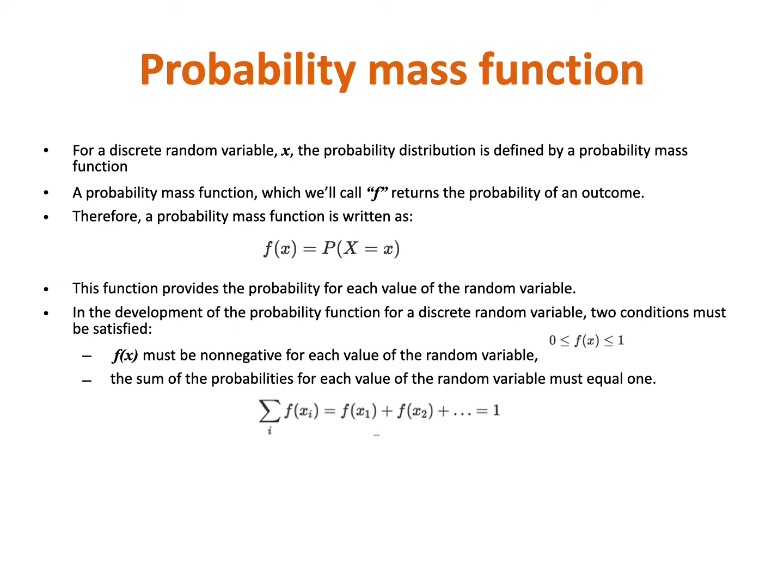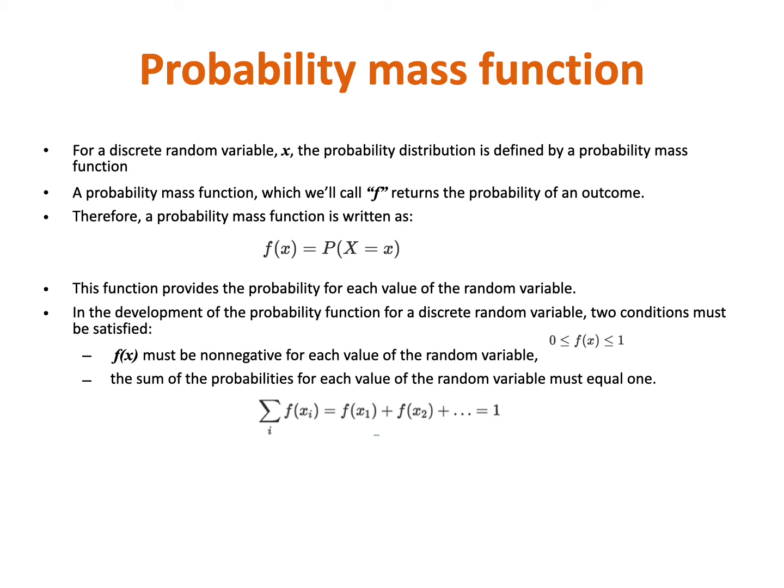As we describe it in terms of a function, we call it f, and it returns the probability of an outcome. So the probability mass function we write as f(x), which is nothing but the probability that X is equal to x, and this function provides the probability for each value of the random variable.